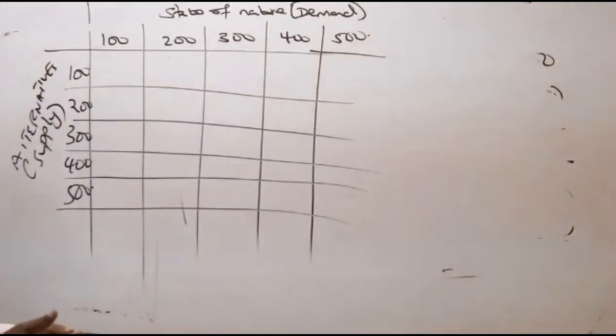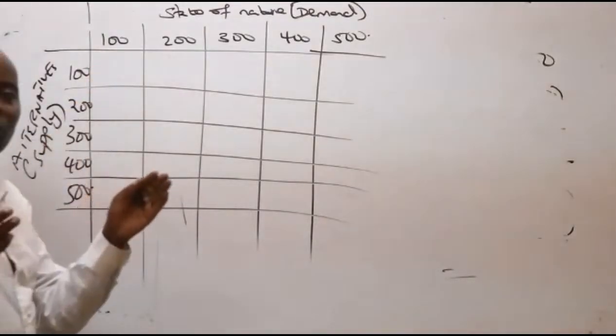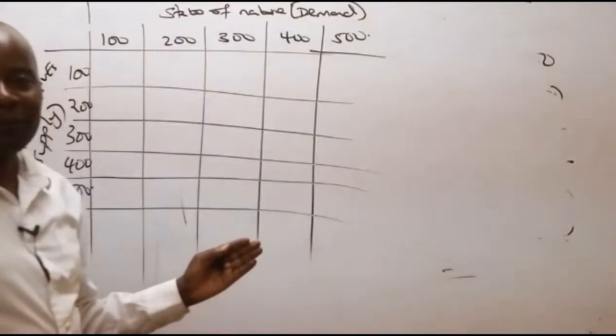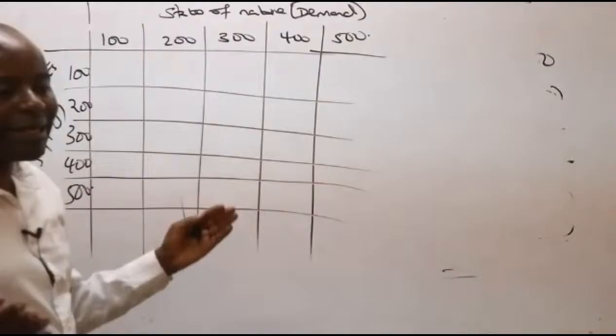That's what we have taken to the market. And then how many of them have been demanded? The demand is 100. That is what we call a perfect match. So for a perfect match, we shall end up selling 100 crates.